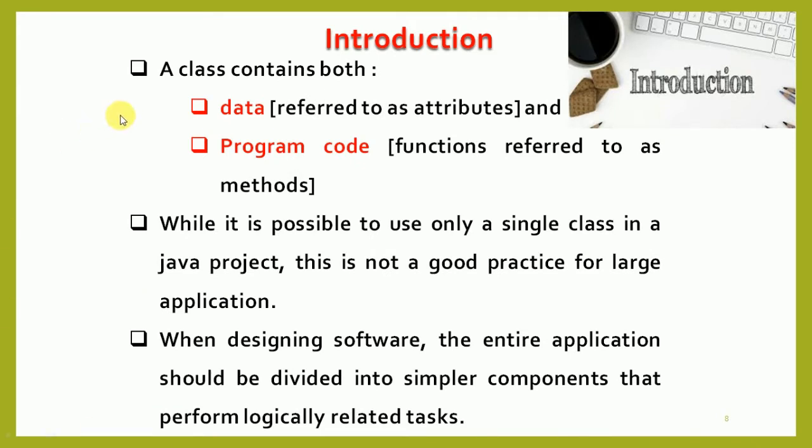A class contains both: first its data, which is referred to as its attributes, and the program code, meaning the functions, referred to as the different methods. While it is possible to use only a single class in a Java project, this is not a good practice for a large application. If you want to create a small program, right, a single class is used, right?